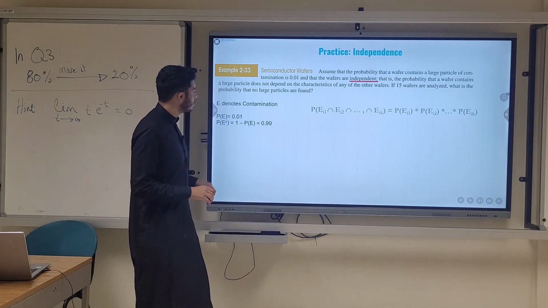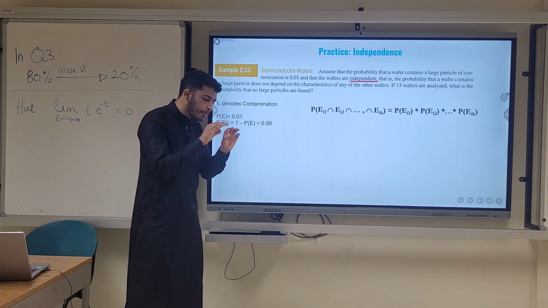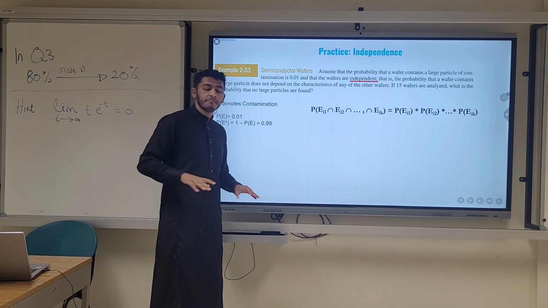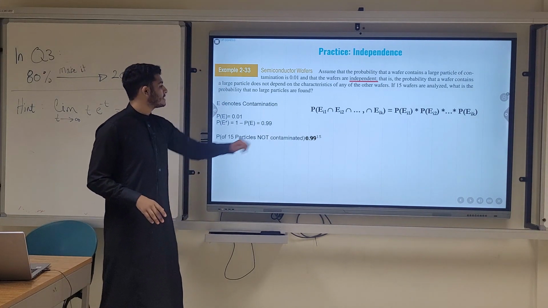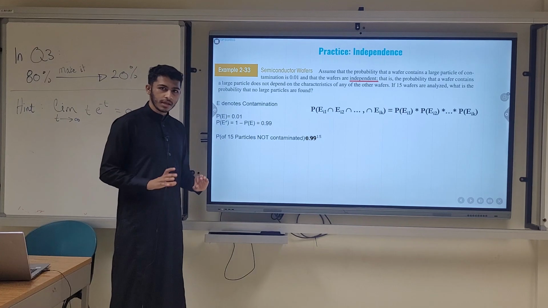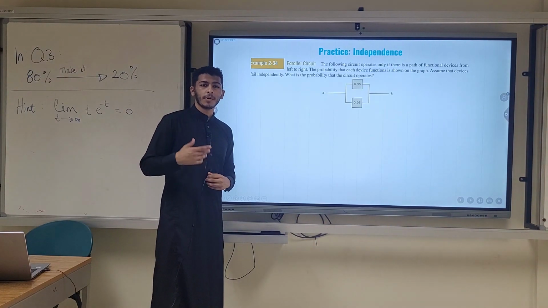We just simply have to multiply each and every one of the probabilities of these wafers not having contamination with the others. Simply, we're going to end up with something that looks like this, which is the probability of 15 wafers not having contamination. Extremely simple. Now let's solve a question about independence.